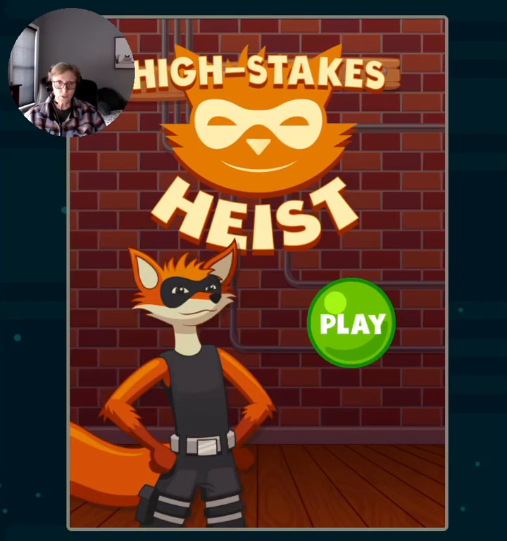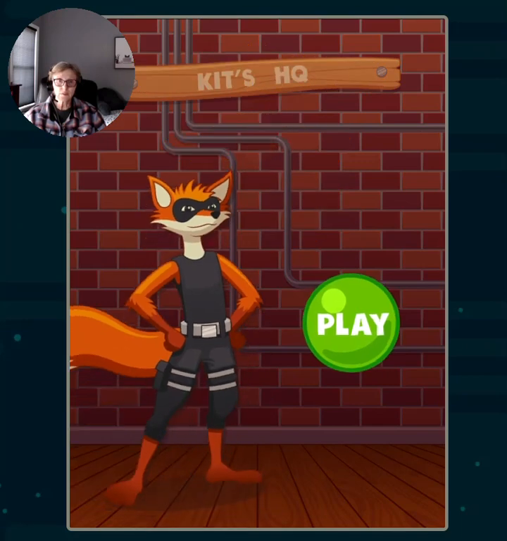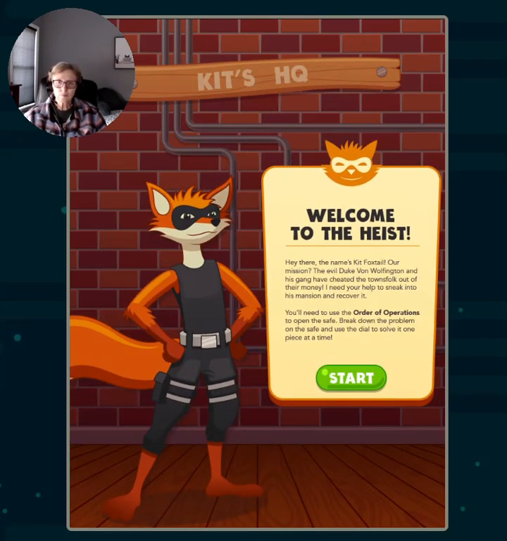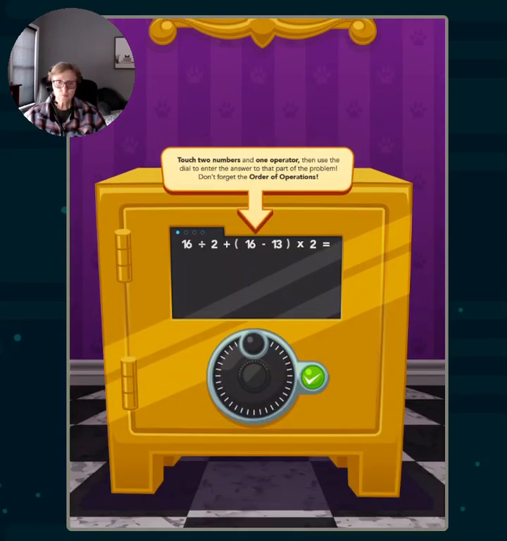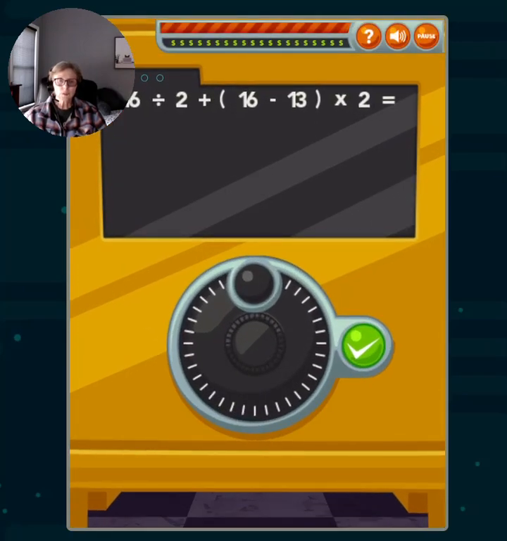And now push the green play button. And now we have to go pick the numbers and the operations where we're going to start. So we've got 16 divided by 2 plus parentheses, 16 minus 3 times 2 equals something.